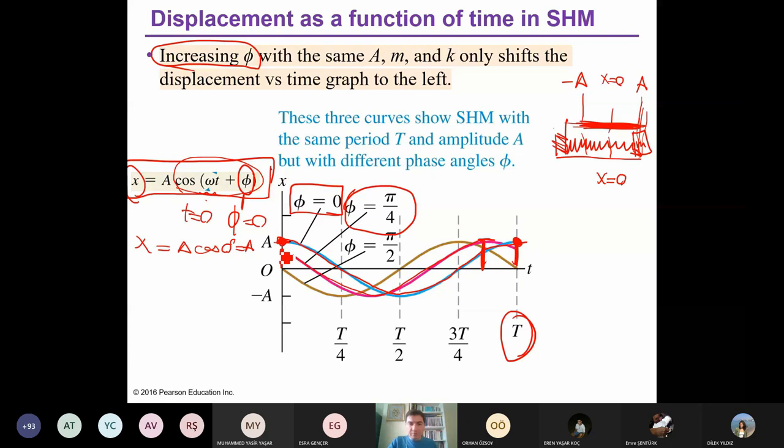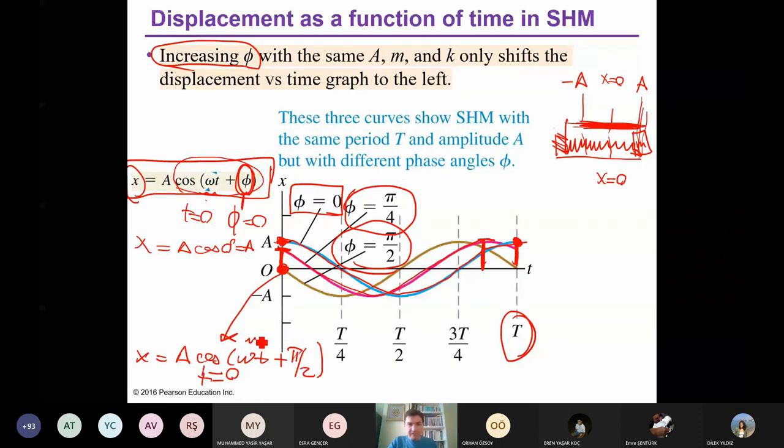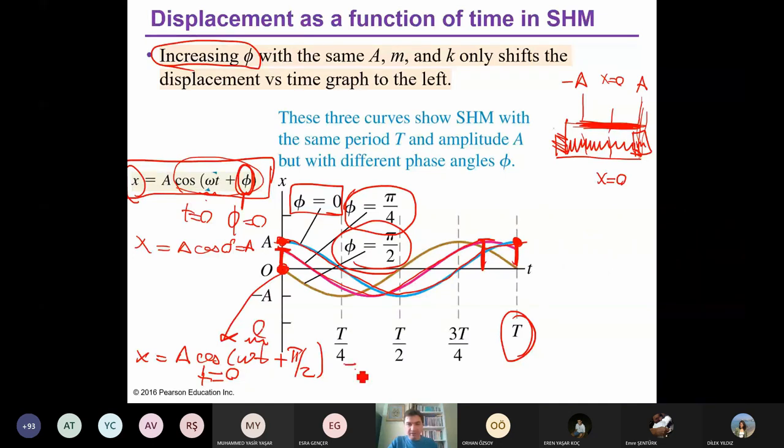If the phi angle is pi half, then it starts from this position, okay? Just look at this condition. X is equal to A cosine omega t plus, instead of phi, just use pi half. And when the time is zero, then this is zero. Then I will have A cosine 90 degrees. Then it will have zero. Then the position of the X is zero. It is in equilibrium, okay? Then by time, it will have this type of motion.